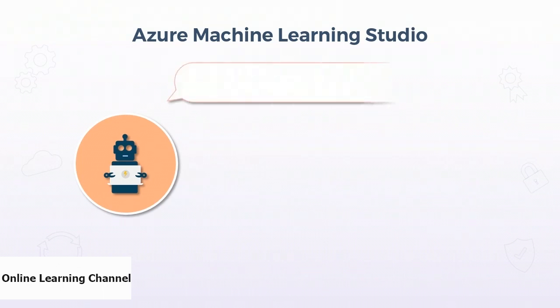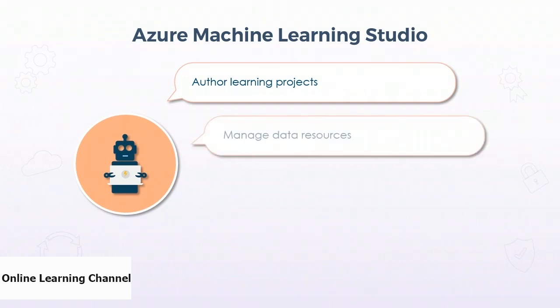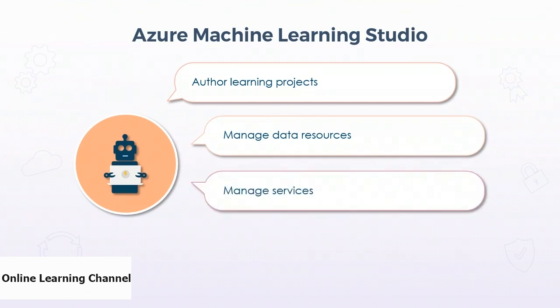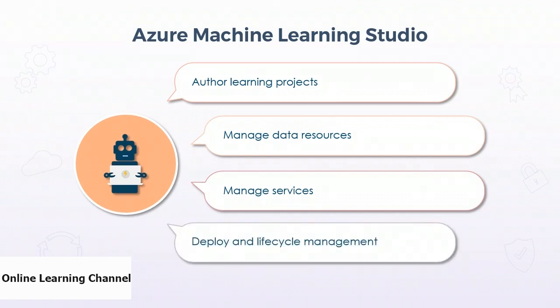For example, with Azure ML Studio, you can author learning projects in a variety of ways. This includes notebooks, which can be used to write and manage code, Designer for creating and managing pipelines, and Automated ML for creating machine learning projects automatically. ML Studio also offers the ability to manage supporting assets like datasets, experiments, pipelines, models, and endpoints. And of course, you can also manage supporting services too. Now that includes compute resources, data stores, and data labeling. And finally, ML Studio makes it possible for you to deploy machine learning pipelines for external use, as well as manage their lifecycle.